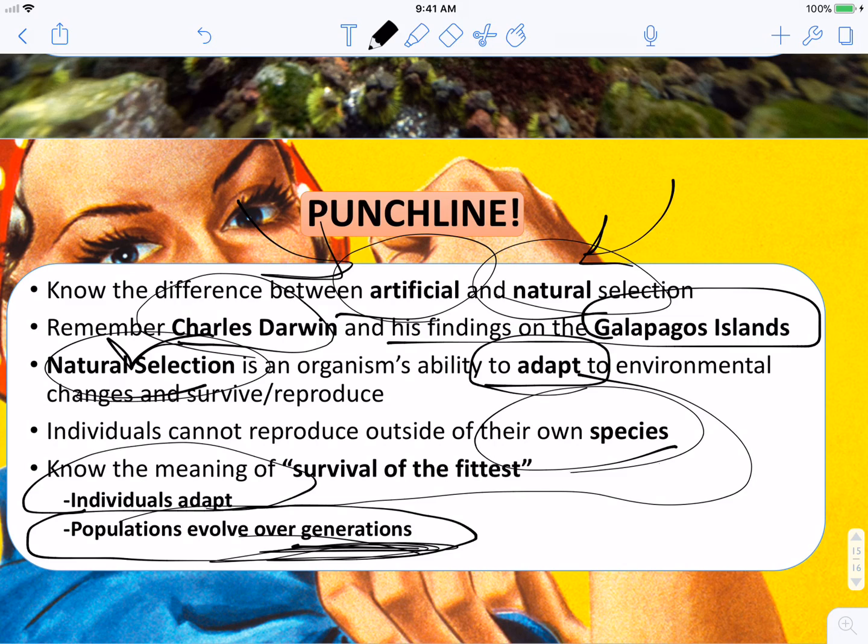And we cannot reproduce outside of our own species. So we can't have a baby with a duck, and that baby would not be able to reproduce. Okay? You can only reproduce with other people and have kids that can reproduce. And then survival of the fittest means that you can reproduce and make an offspring, and your adaptations are good enough to be able to reproduce. And that's it.